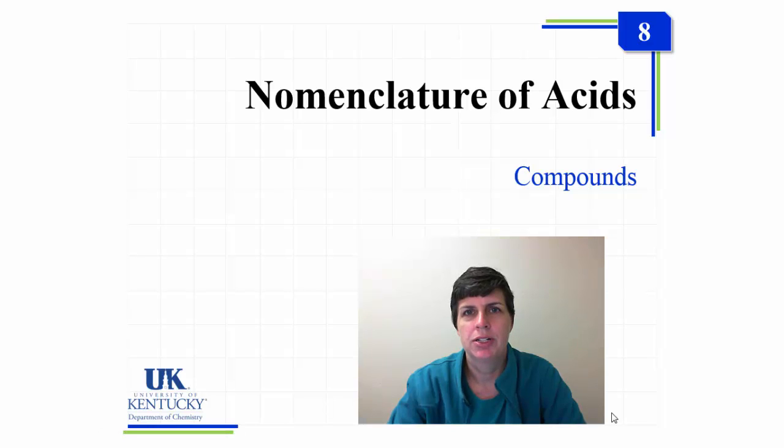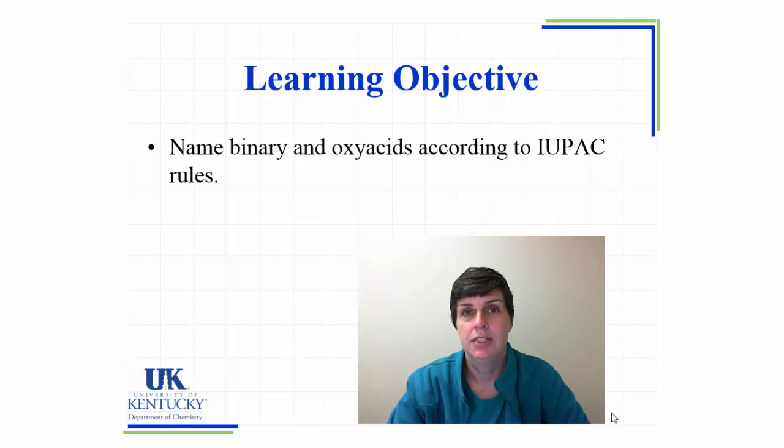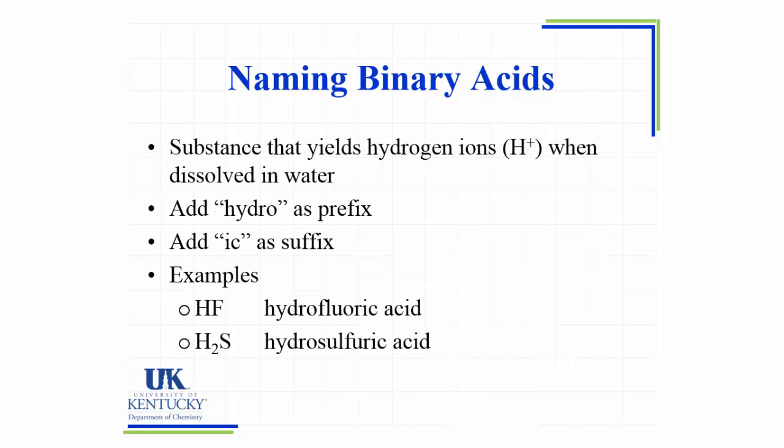In this module, we're going to talk about the nomenclature of acids. Our objective is to learn how to name both binary and oxyacids according to the IUPAC rules. First, we're going to look at naming binary acids. These acids are named binary because they contain two elements, although they may contain more than two atoms.